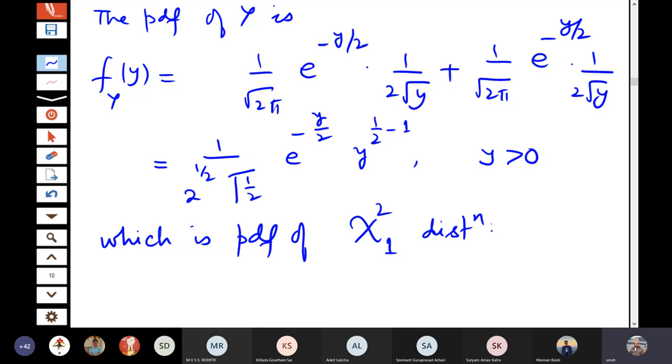So what have you proved? That if x follows a standard normal distribution, then x square follows chi-square 1.